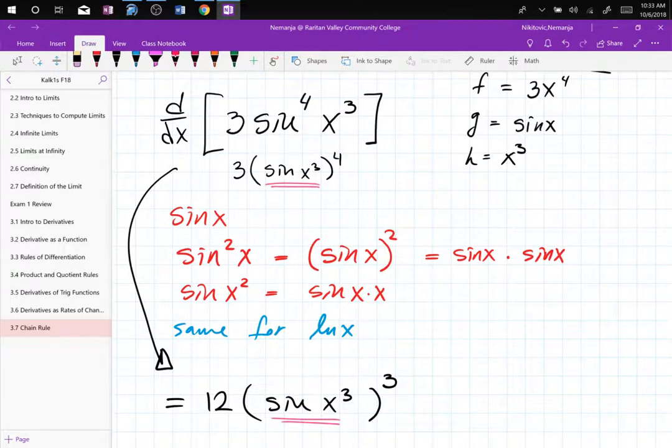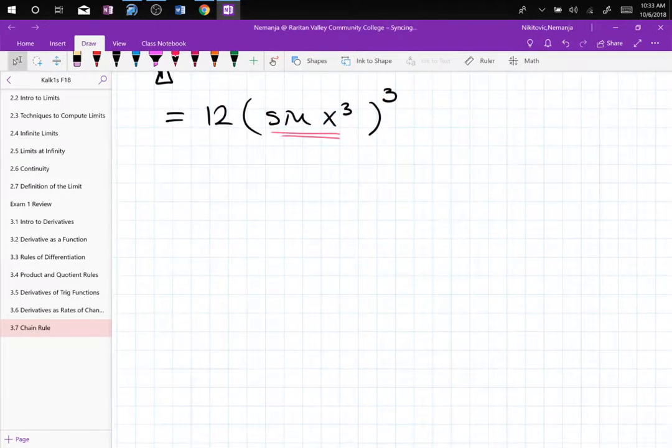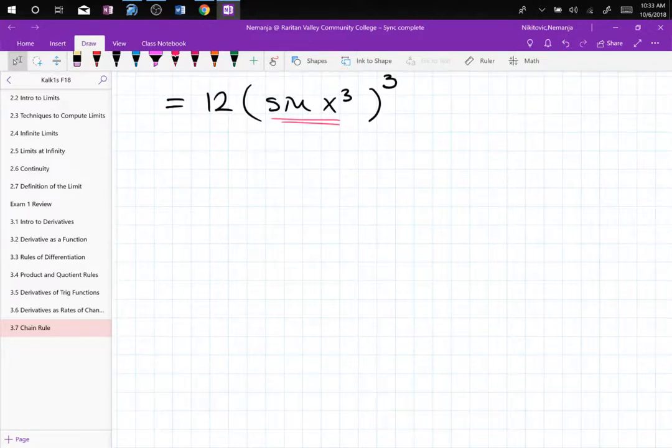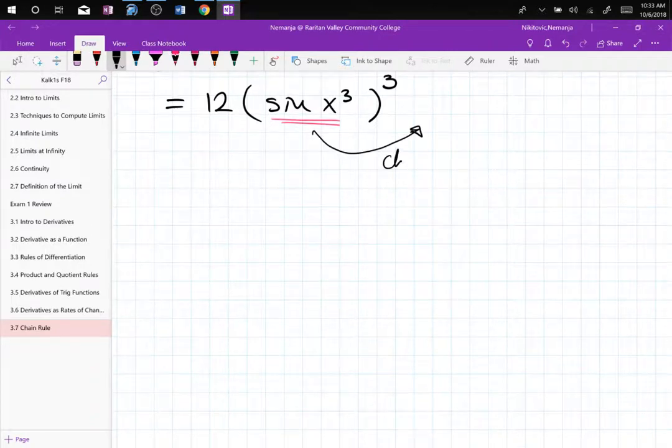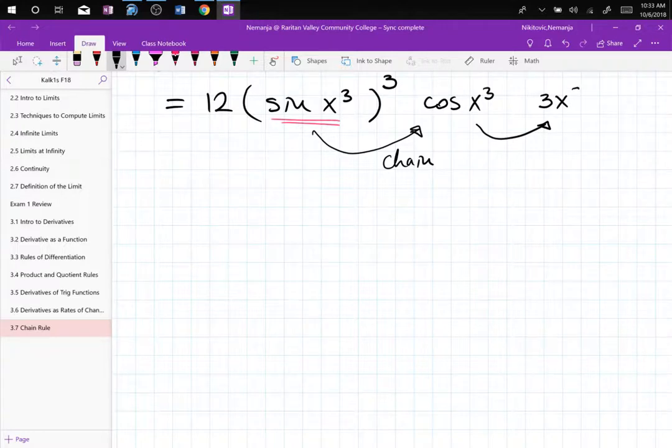And then we can now focus only on this. I don't need to see the rest of the problem. Now I know that I need to go and do the chain, which is the inside. Now the derivative of sine is cosine x cubed, and final chain here is 3x squared.